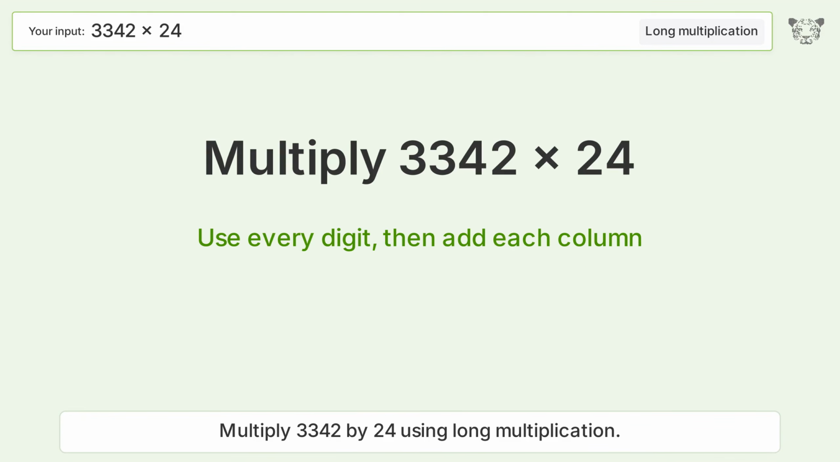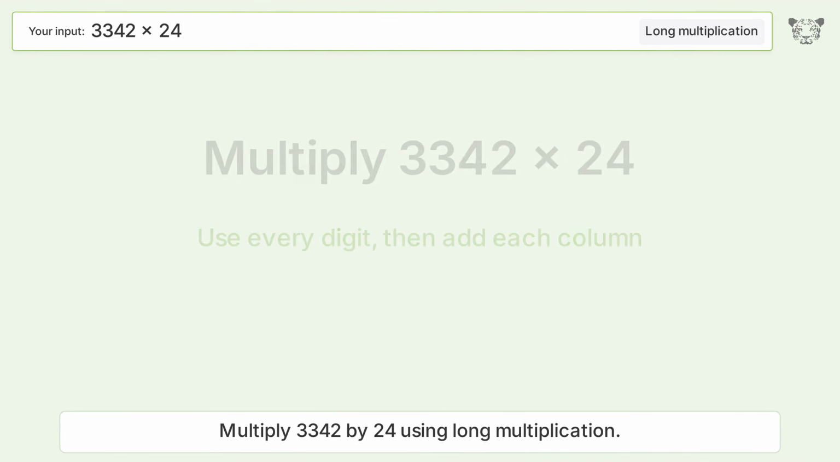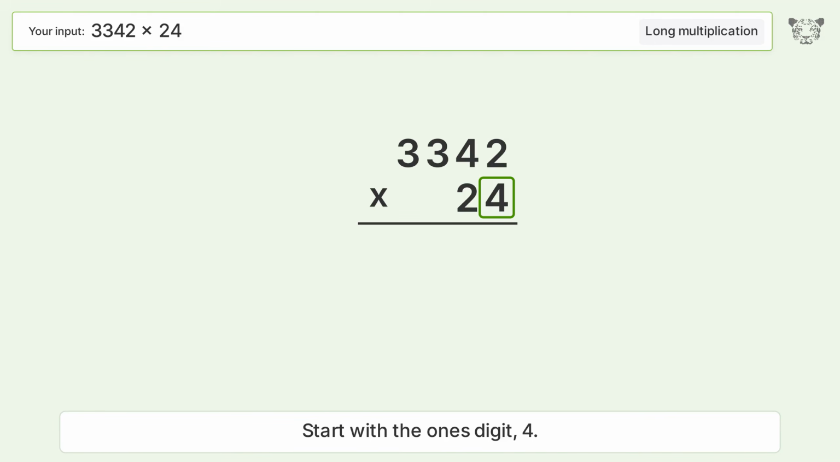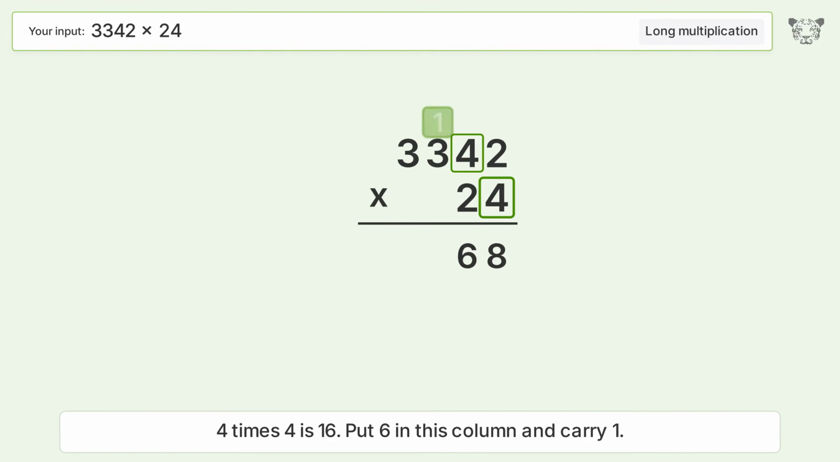Multiply 3,342 by 24 using long multiplication. Start with the ones digit, 4. 4 times 2 is 8. 4 times 4 is 16. Put 6 in this column and carry 1.